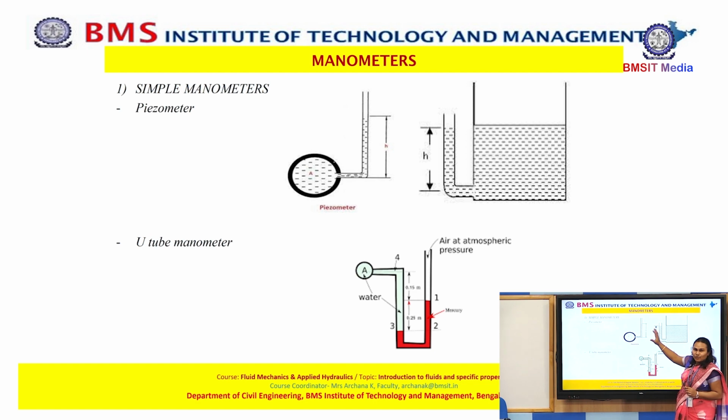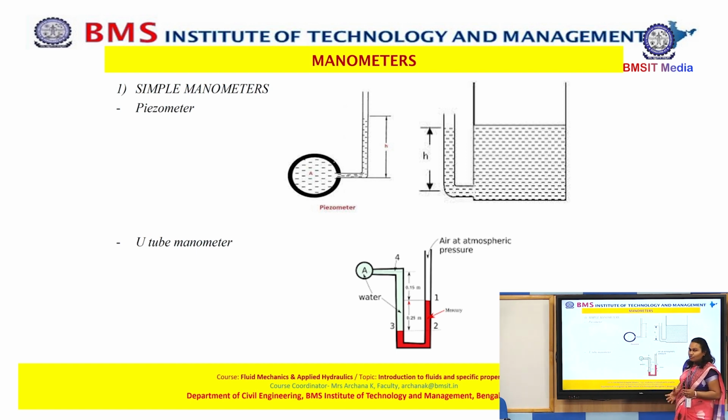So the piezometer is the simplest form of manometer, with one end connected to the point where you want to measure the pressure and the other end open to atmosphere. The pressure is measured as the rise of fluid H, and P is calculated as P is equal to rho g H. Rho is the density, g is 9.81 meter per second square, H is what you will be measuring from the piezometer.